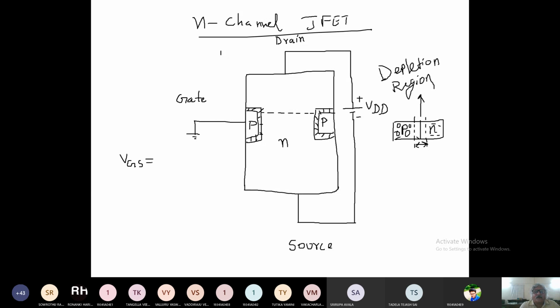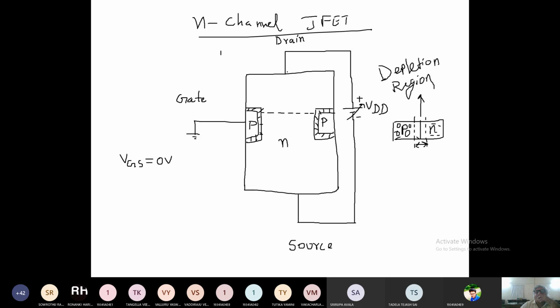Voltage between gate and source. See, the gate is connected to ground. Ground means 0. And the source, where is it connected? The source is connected to the negative terminal of the battery. That is also ground. So the voltage between gate and source is 0 volt. Right? Okay, this is a variable voltage.